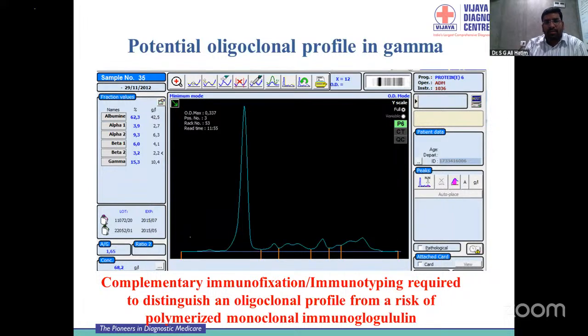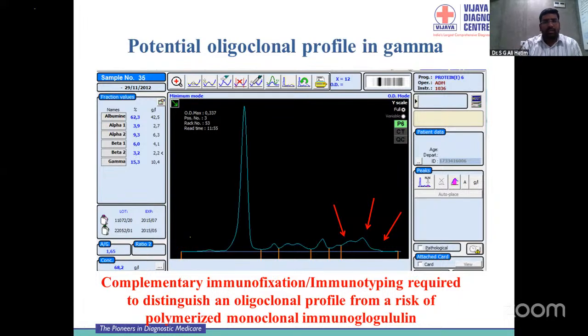So you can see here the gamma region, it is not smooth. Definitely you can see more than one peak. These are the different peaks that we see. So this pattern is called an oligoclonal pattern.